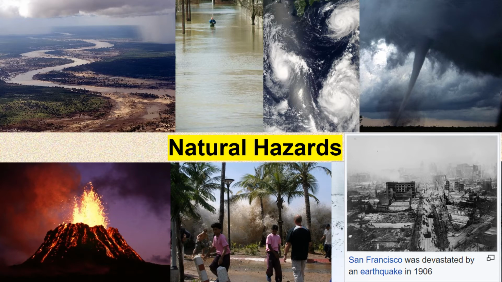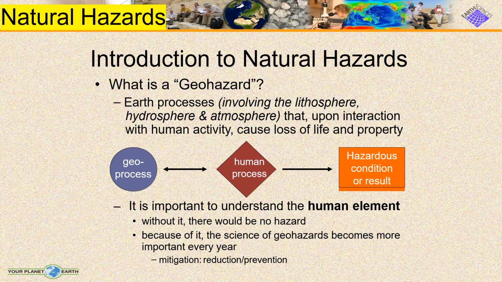Now, students, volcanic eruption. It is very important and generally asked. A volcanic eruption is the point in which a volcano is active and releases its power, and the eruptions come in many forms. Now, introduction to natural hazards. Now, what is a geohazard? Earth processes involving the lithosphere, hydrosphere, and atmosphere that, upon interaction with human activity, cause loss of life and property. Here you can see geoprocesses, which lead to human processes, and then the hazardous condition or result.